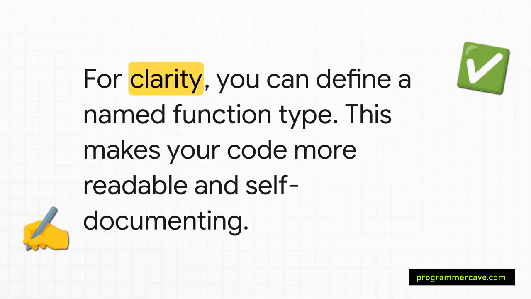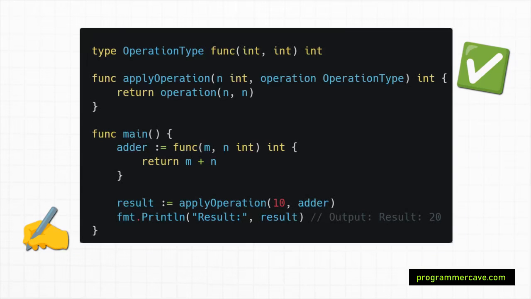Now, here's a tip for when you start writing more complex code, something senior engineers do all the time. You can actually define your own function type. Look at this operation type. It's just an alias for a function that takes 2 ints and returns an int. Why do this? It makes your code way more readable, especially when your function signatures start getting complicated.